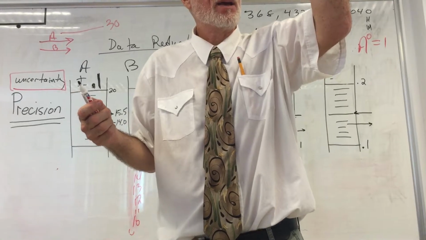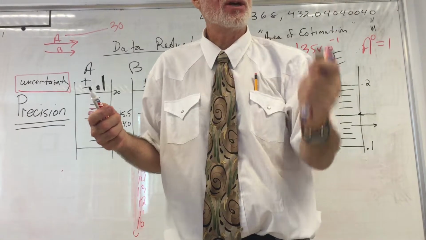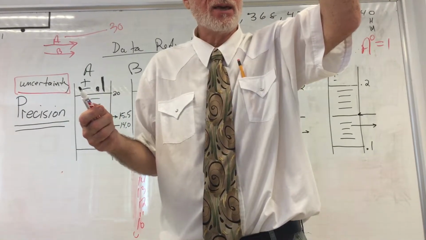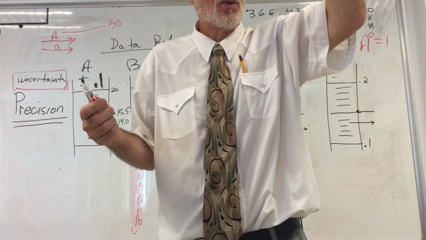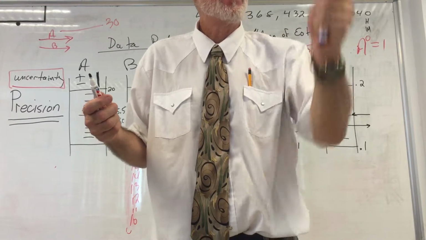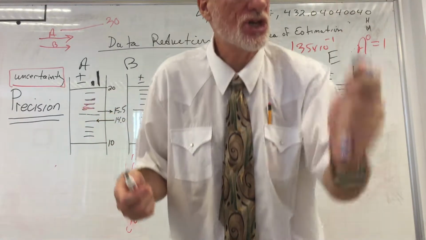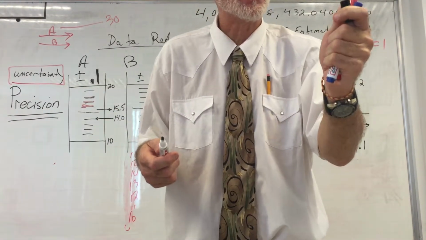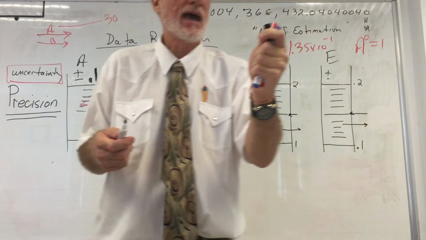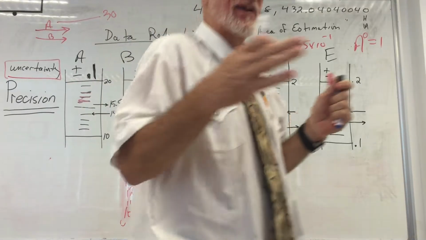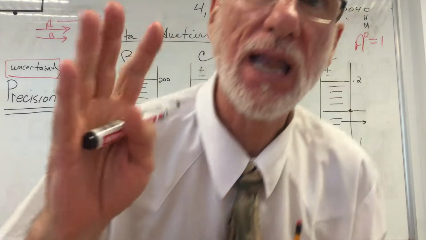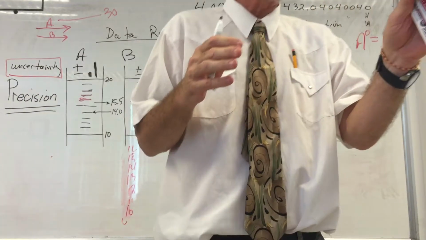We have to look at the what? The guess. We have to look at the estimation. We have to look at the place value. Because estimation, precision, uncertainty is really a PV. Yes, it's a place value. Yes or no? Place value. You get it?